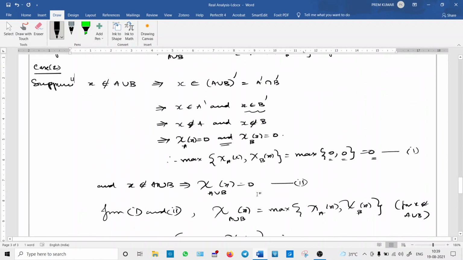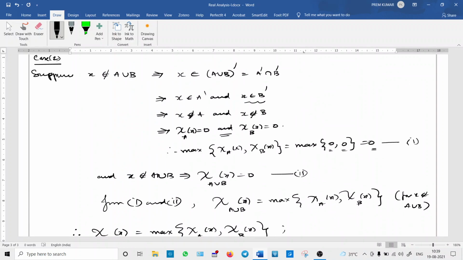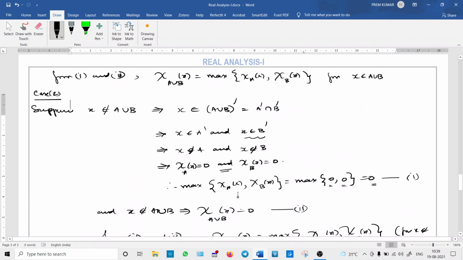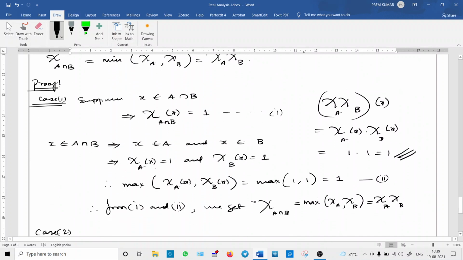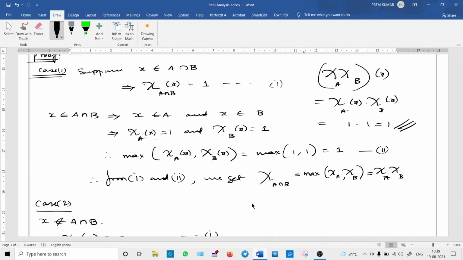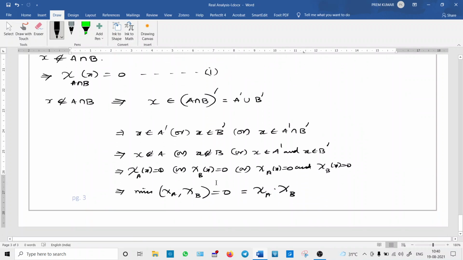See here, and before that there is some error I made here. Case 1, A union B. Here, for A intersection B, this is the minimum value. I put maximum, you can change it. So both are 1, so definitely the minimum must also be 1. So that is not a big change here. If it is intersection, there should be minimum. Okay, up to this step.